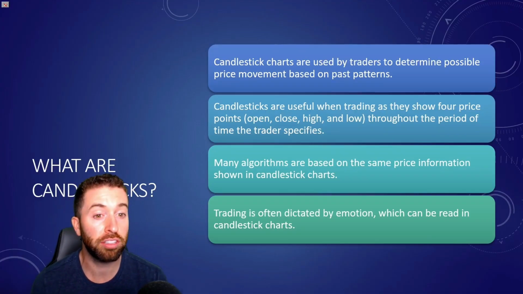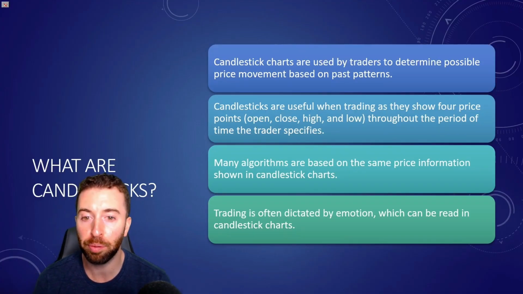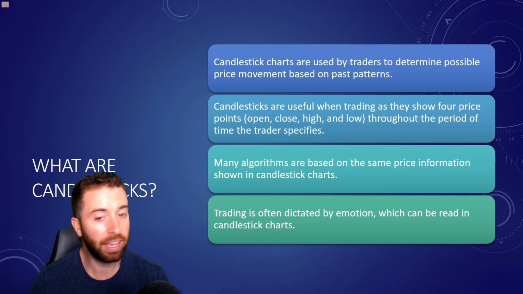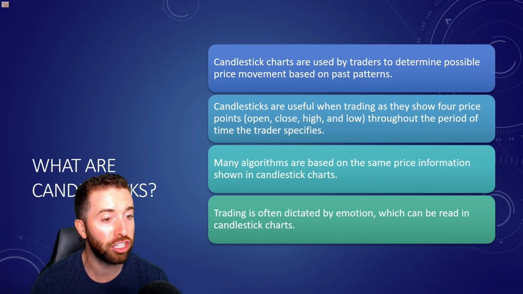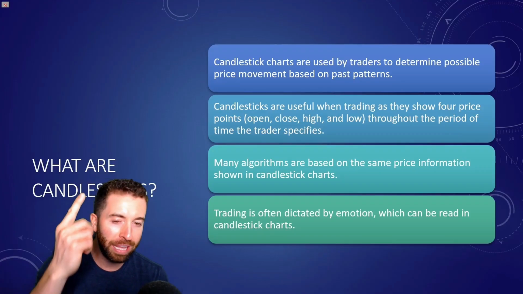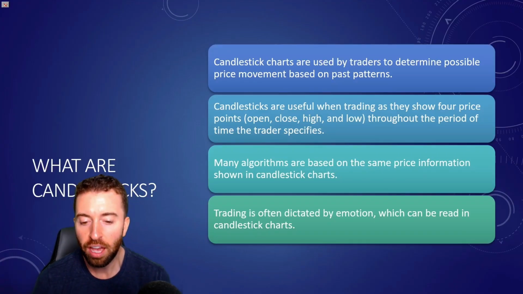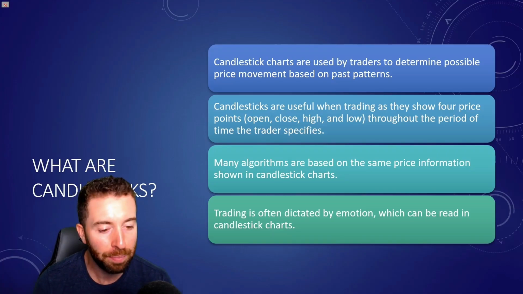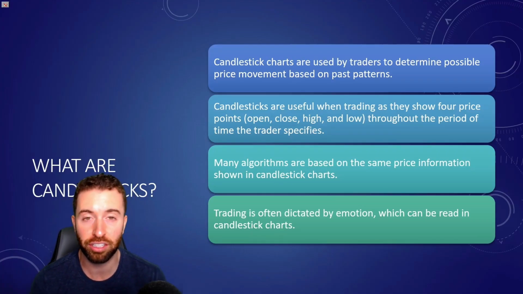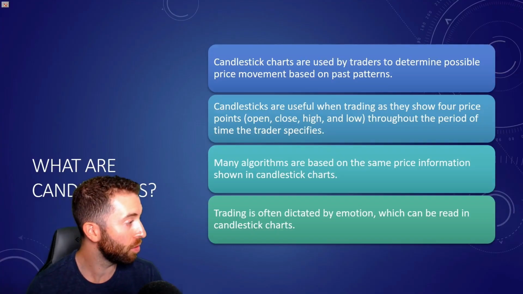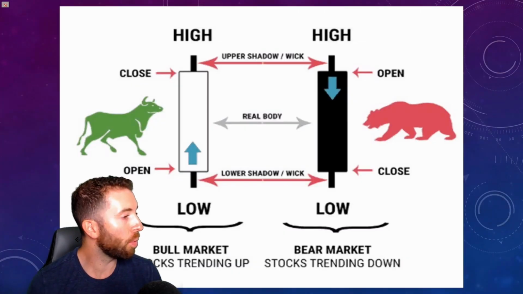Candlestick charts are used by traders to determine possible price movement based on past patterns. Candlesticks are useful when trading as they show 4 price points: the open, the close, the high, and the low throughout the period of time that the trader specifies. Many algorithms are based on the same price information shown in candlestick charts. Trading is often dictated by emotion, which could be read in candlestick charts. So don't worry, I'm going to show you absolutely all of this.